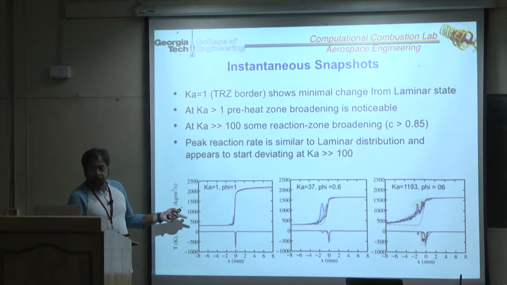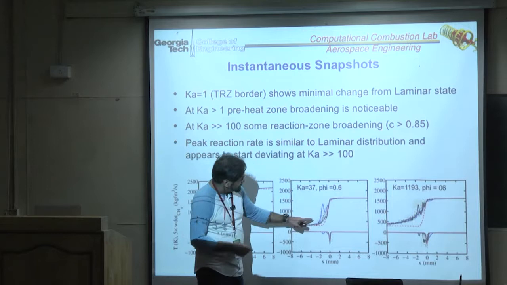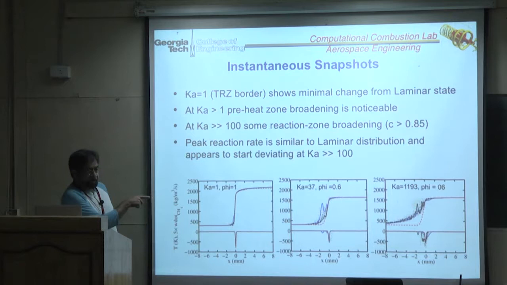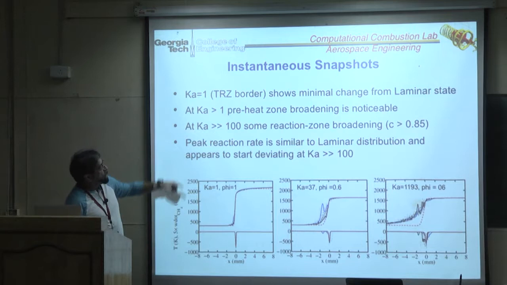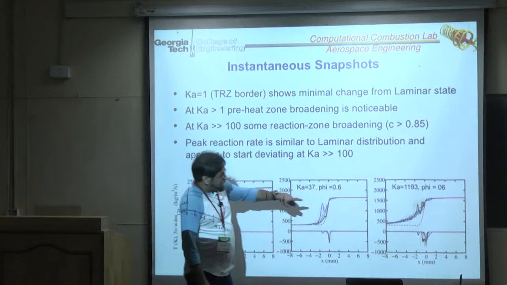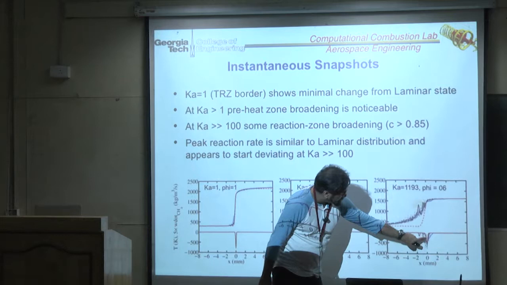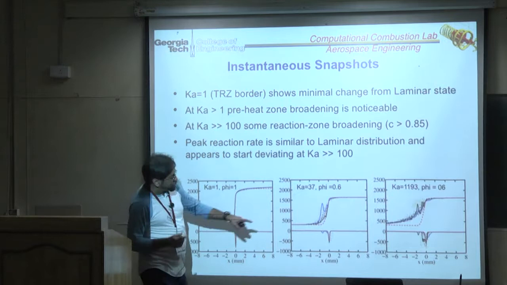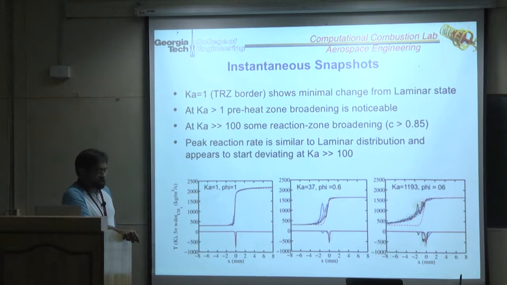This one now is going to 37. You can see the reaction front is still thin, but you're starting to get some action in front. So you're starting to break the flamelet assumption as you go to a Karlovitz number of 37, or greater than 1. The preheat zone is broadening. When you go very high, you see it very broadened. Notice that the reaction rate is also broadened, not thin anymore. So even if you can use a flamelet model for thin reaction zones by focusing only on the reaction zone, you cannot use it for much higher values. It starts to fail.